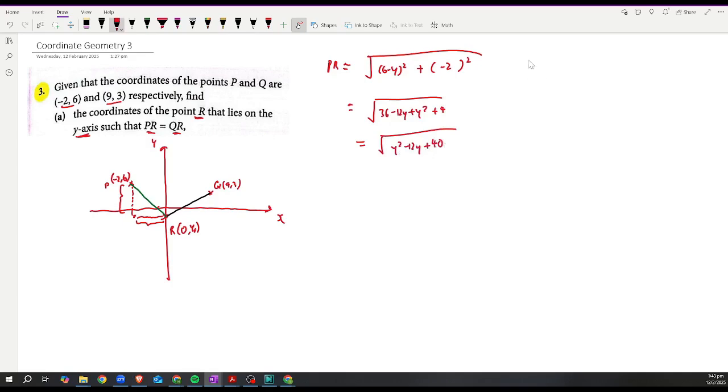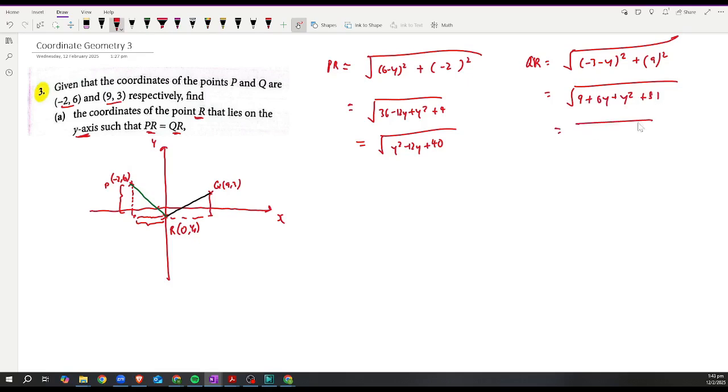Then we just do the same for QR. QR will be the square root of (3 minus y) squared plus (9 minus 0), or just 9 squared. Let's expand it. You'll have 9 minus 6y plus y squared plus 81, or y squared minus 6y plus 90. Since PR equals QR, you just equate these two.